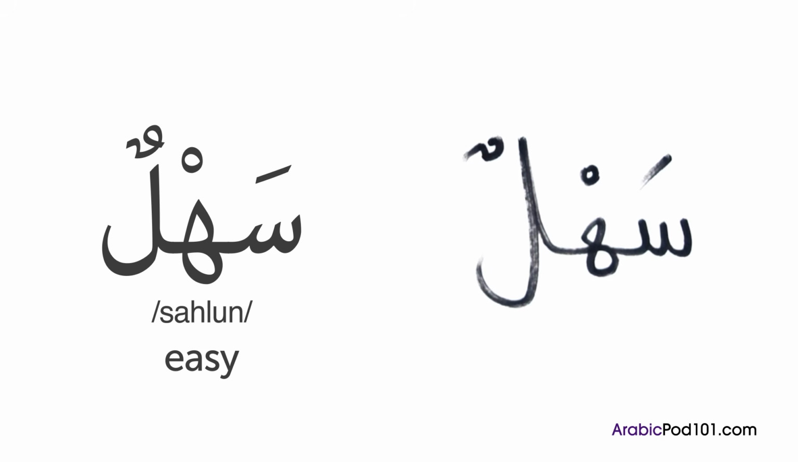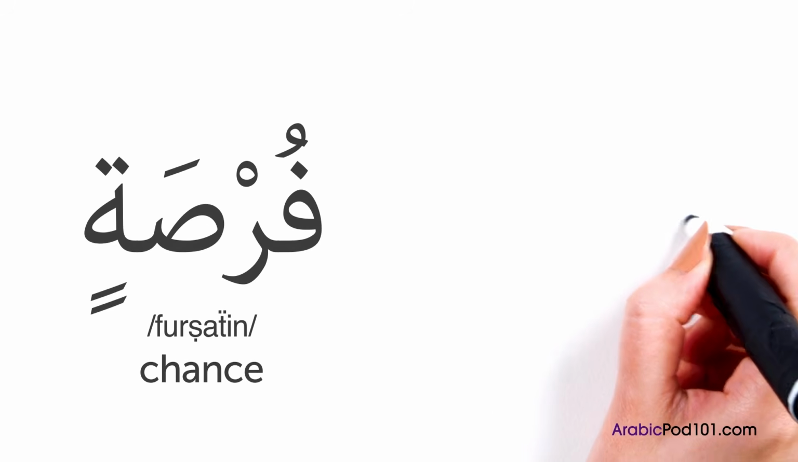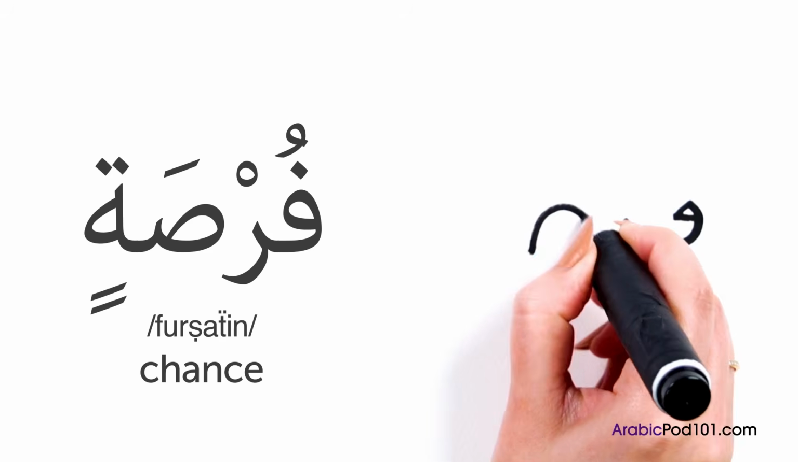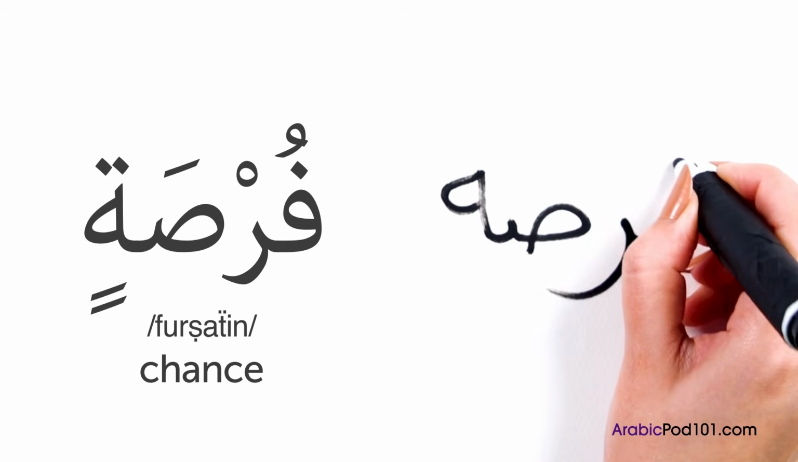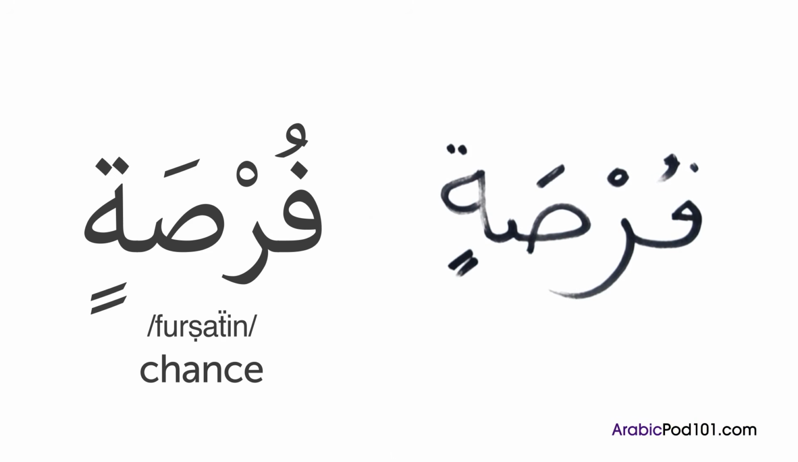Sahlun, easy. With a fatha on the sin, a sukun on the ha, and a tanween dhamma on the lam. فرصة. Chance. With a dhamma on the fa, a sukoon on the ra, a fatha on the sad, and the tanween kasra under the ta marbuta.